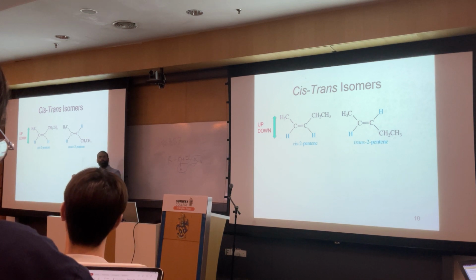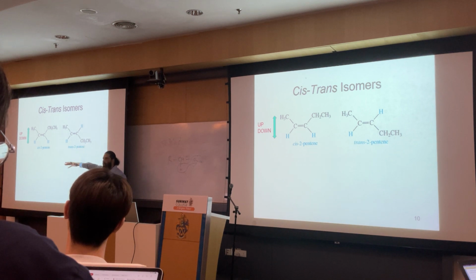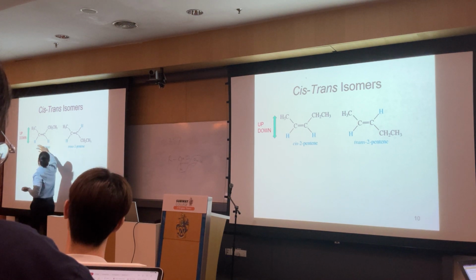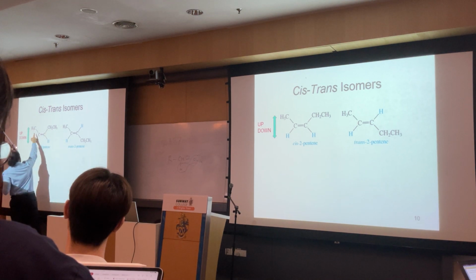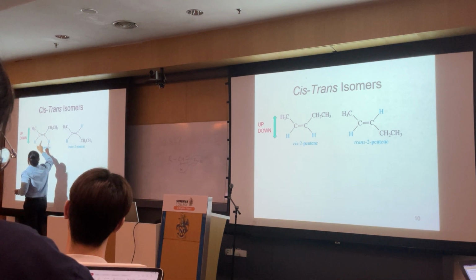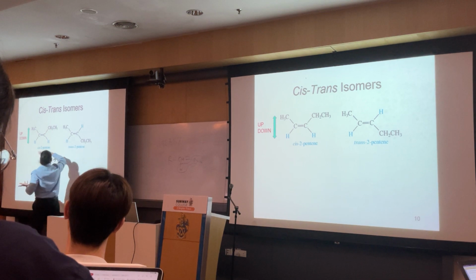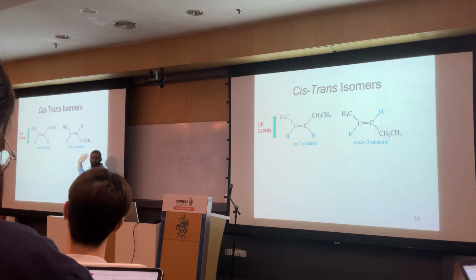If the heavier groups, meaning the ones of bigger size, are on the same side of the carbon-carbon double bond, then they are called cis. All the other rules still remain the same. So it's called cis 2-pentene. Why? Because 1, 2, 3, 4, 5, so pentene. And then at 2 position we have the double bond, right? So 2-pentene might as well be the other isomer. Right?